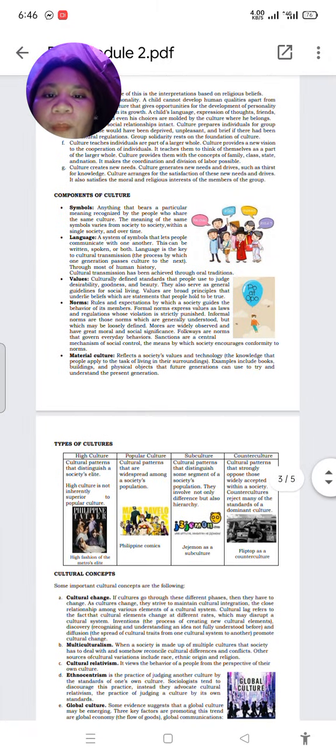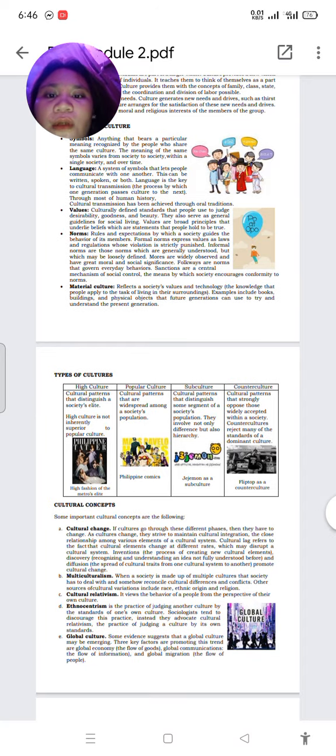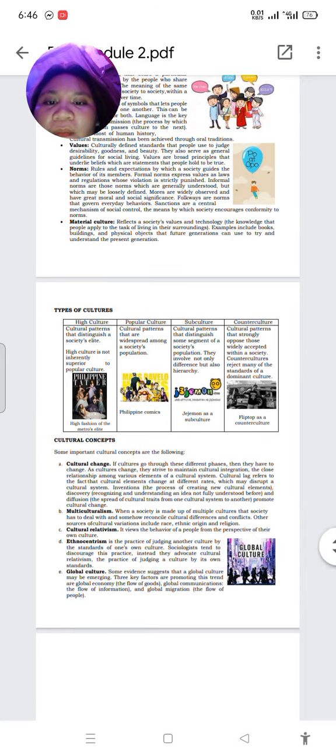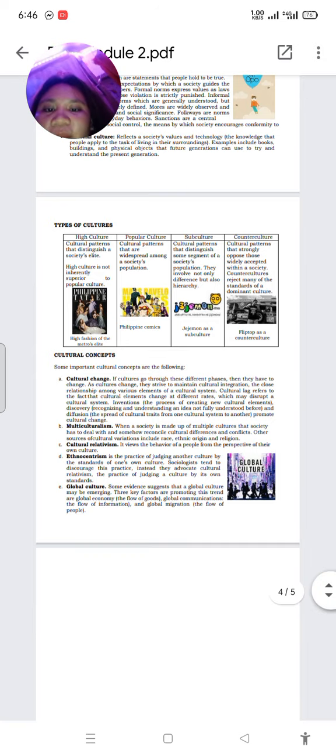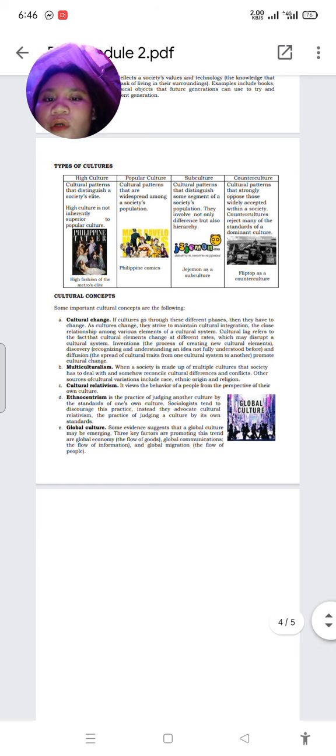So the components of culture are symbols, language, values, norms, and material culture. The types of culture: high culture, popular culture, subculture, counterculture. Cultural concepts: cultural change, multiculturalism, cultural relativism, ethnocentrism, and global culture.